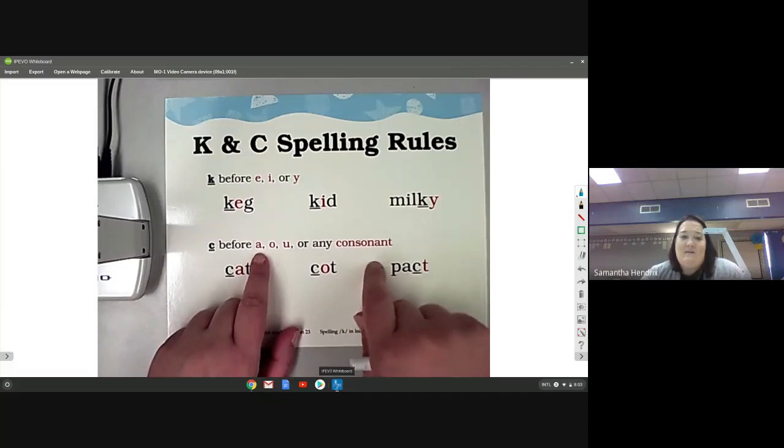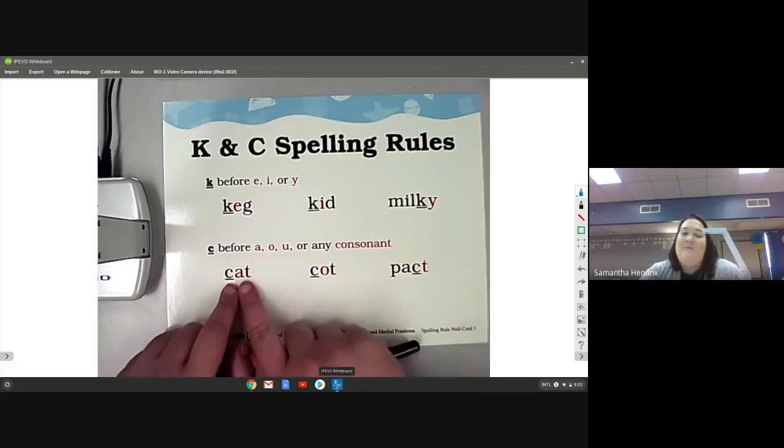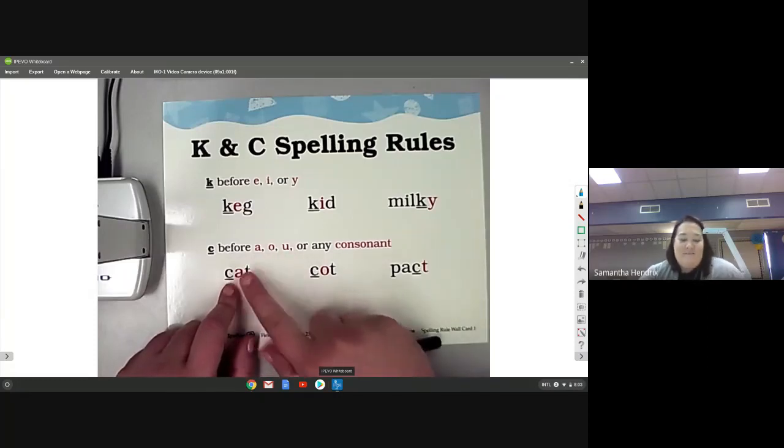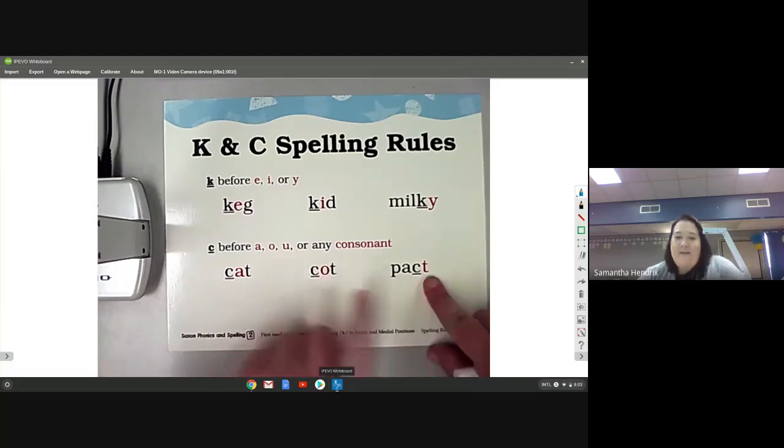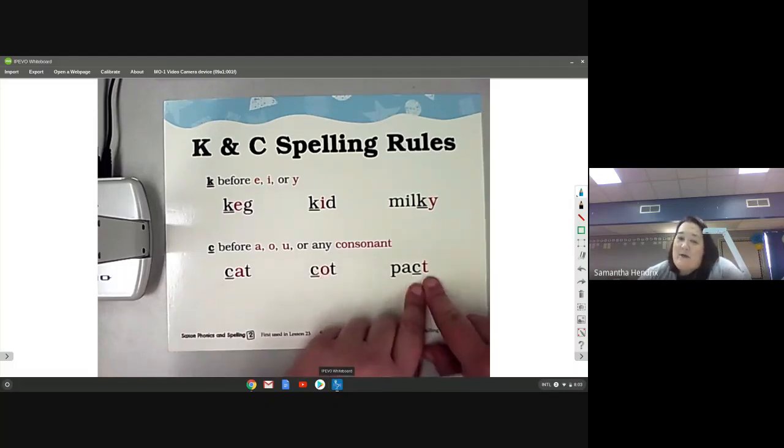Any consonant. Okay. So cat, if I were to say spell cat, that's a short A sound. So we're going to spell it with a C. Cot, I know that's a short O sound. So it's with a C. And look, here it is at the end of a word, packed. That's like my friends and I made a pact to stay up late. Packed, act. That's a T, so before that T, I'm going to put a C because that's a consonant.